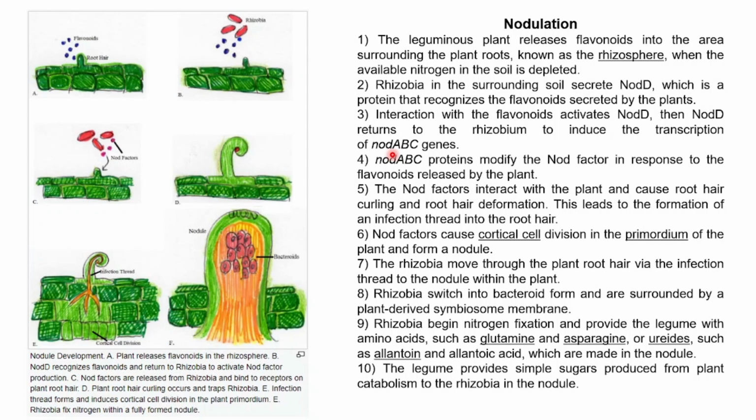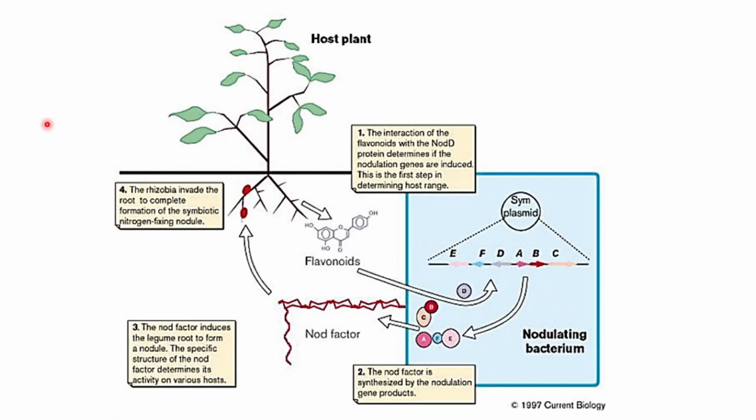Nod factors cause cortical cell division in the primordium of the plant and form a nodule, as you can see here, and the rhizobium moves through the plant root hair by the infection thread to the nodule within the plant. So this is the entire schematic of nodule development.